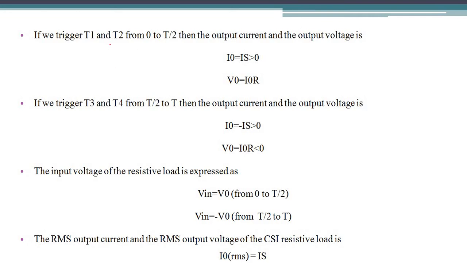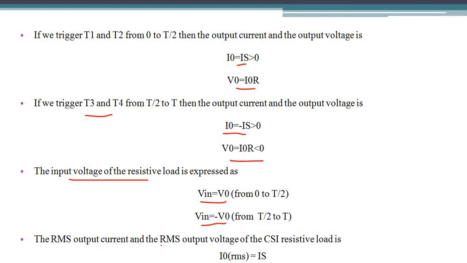These are some parameters related to the resistive load. If you trigger T1 and T2 from 0 to pi by 2, the output current I0 is equal to Is, which is greater than 0, and V0 is equal to I0 into R. From T3 T4, I0 is equal to minus Is and V0 is equal to I0 into R, which is less than 0. Input voltage Vin is equal to V0, and Vin is equal to minus V0 from T by 2 to T.